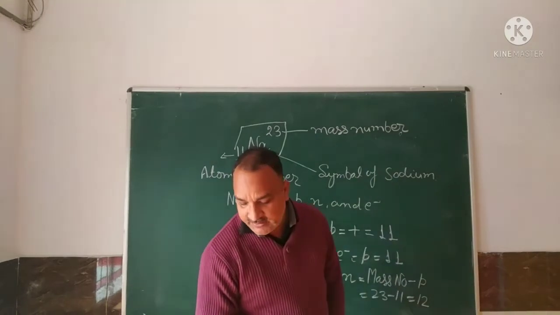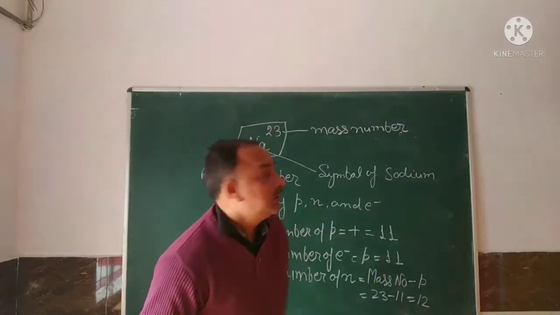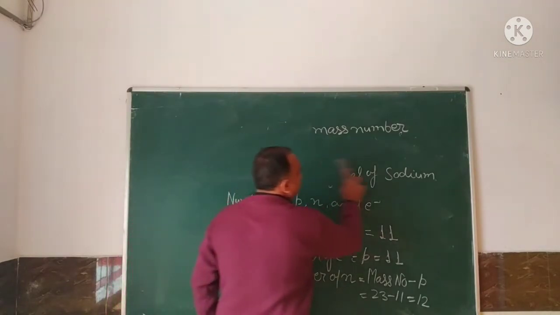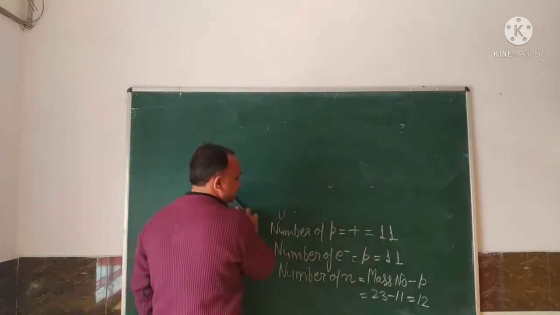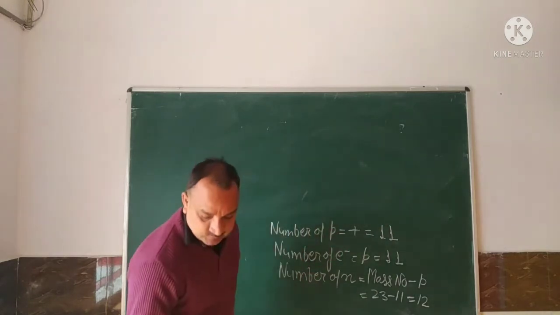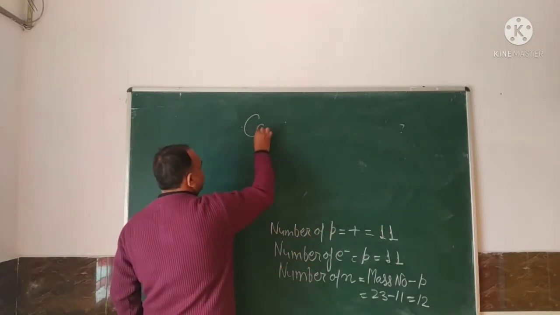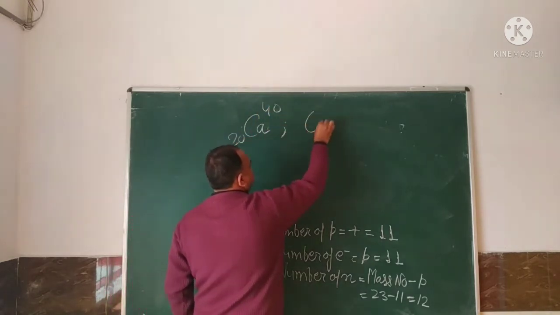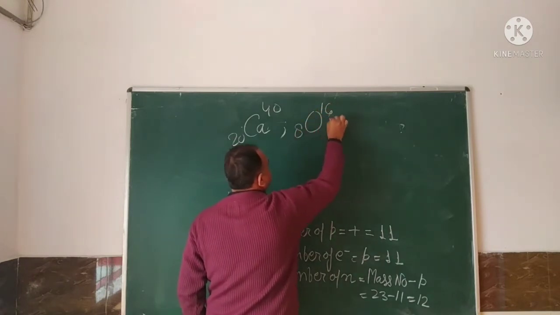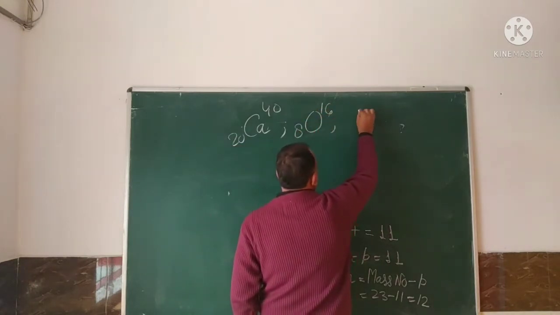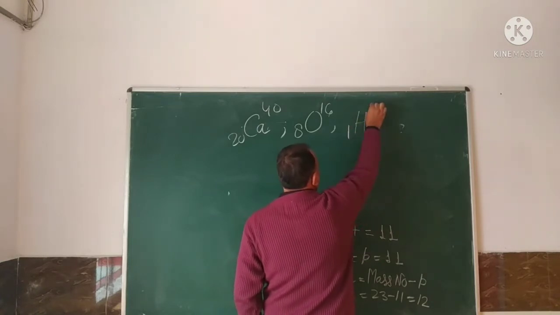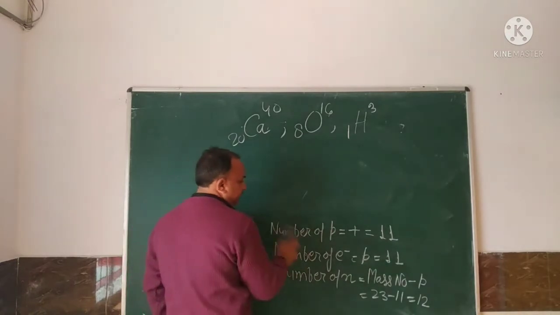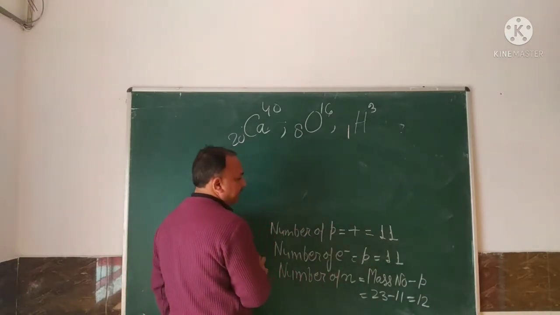Now I am giving some examples to solve. We have the example of Ca, 20 and 40, oxygen 8 and 16, and hydrogen 1, 3, that is an isotope of hydrogen. Now we are finding the number of electrons, protons, and neutrons in them.